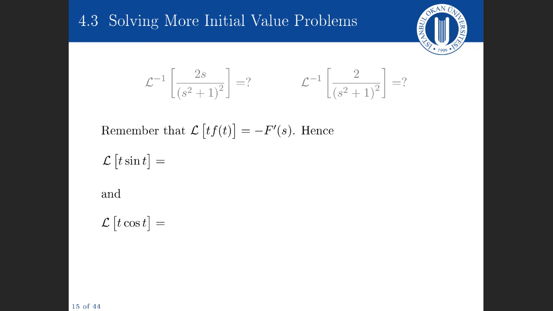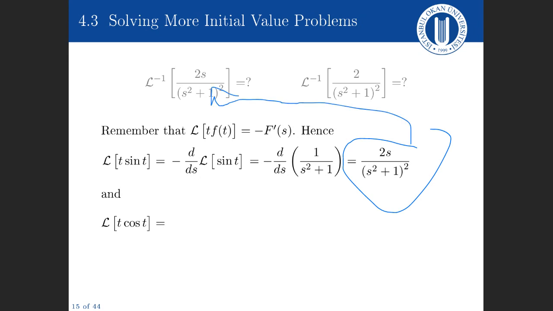So let's have a look at the Laplace transform of t sine t and the Laplace transform of t cos t. First one, the Laplace transform of t sine t is the same as minus the derivative of the Laplace transform of sine t, or minus the derivative of 1 over s squared plus 1, which is 2s over s squared plus 1 squared. Great, this is what we wanted. The first one must just be t sine t.